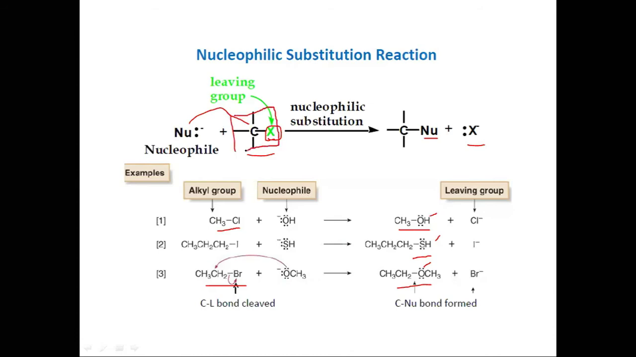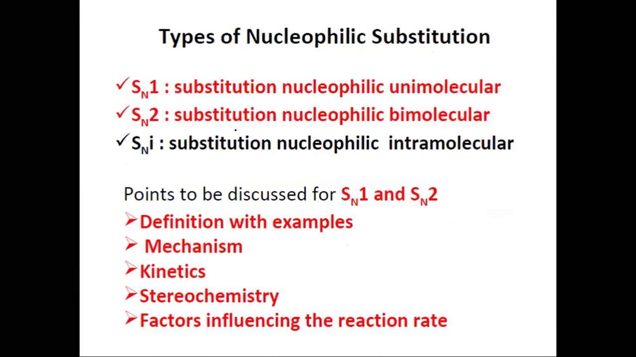If you have any alkyl halide substrate and a nucleophile, the nucleophilic substitution reaction prefers to happen at the carbon which is carrying the leaving group. The leaving group leaves out, and you get a new bond formation at the carbon. Based on this nucleophilic substitution concept, SN1, SN2, and SNi have been listed out.